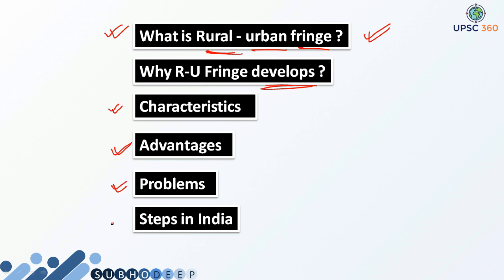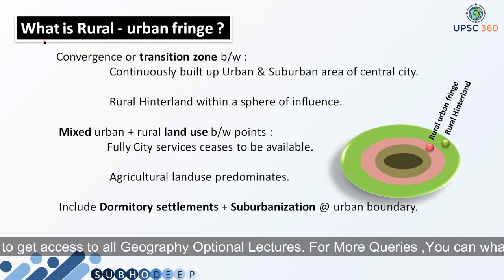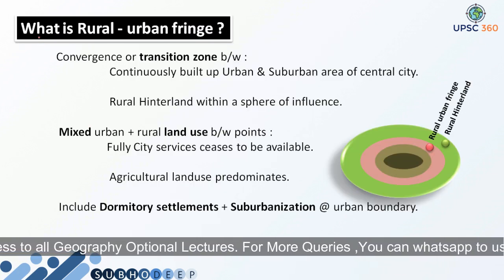And are there any steps being taken by the Indian government to make sure that the future upcoming rural-urban fringe propagation can be managed? So what are those steps taken by the Indian government? That also we'll be focusing upon here. So the question stands here: what actually is rural-urban fringe?